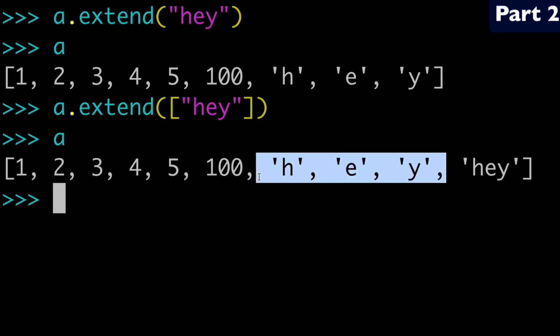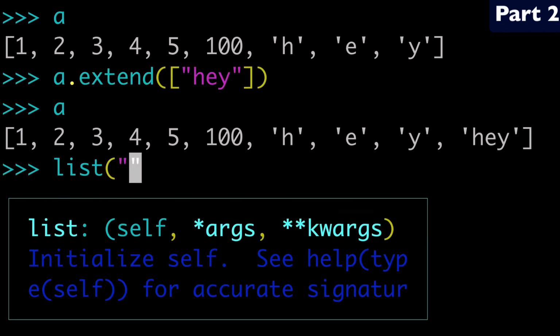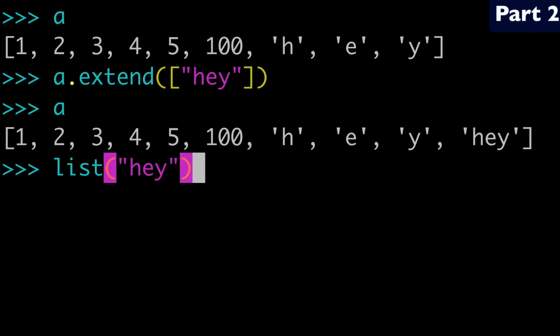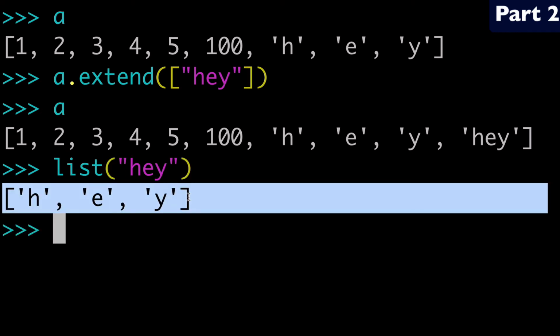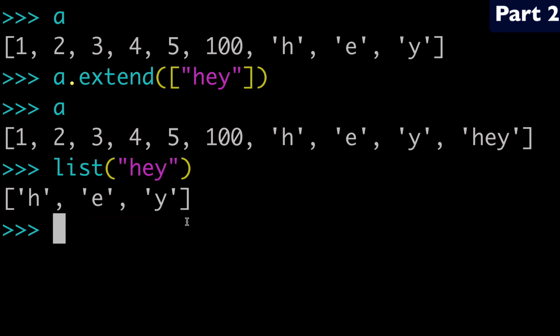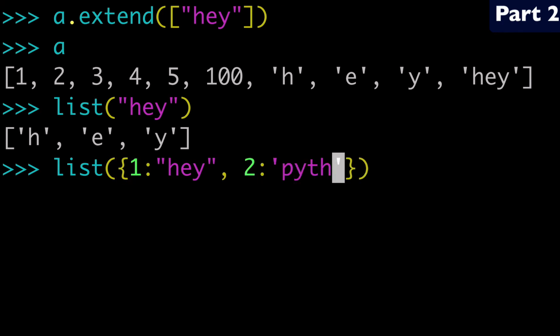So why did this happen? Well, what happens if you wrap the list built-in function around that hey string? Well, you get a list with three values, H, E, and Y. Another one that's interesting is, say, a dictionary. So if you did a dictionary, and we'll do 1 is hey, 2 is, I don't know, it doesn't matter, Python.